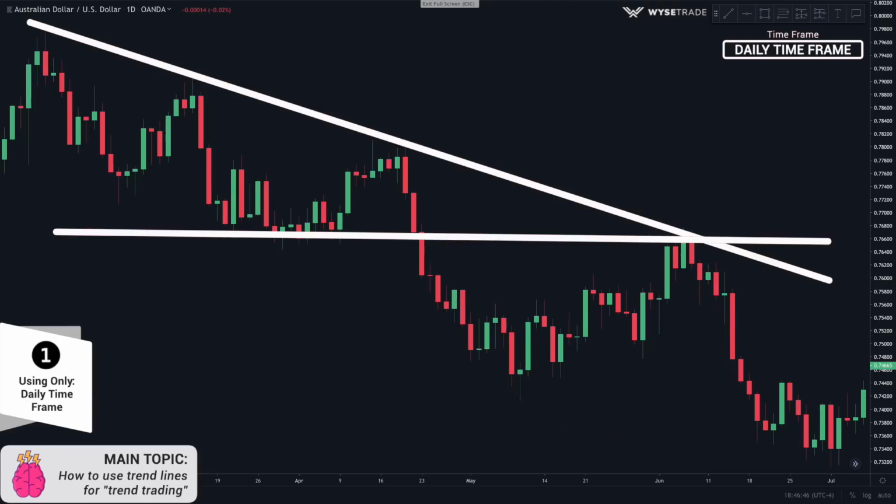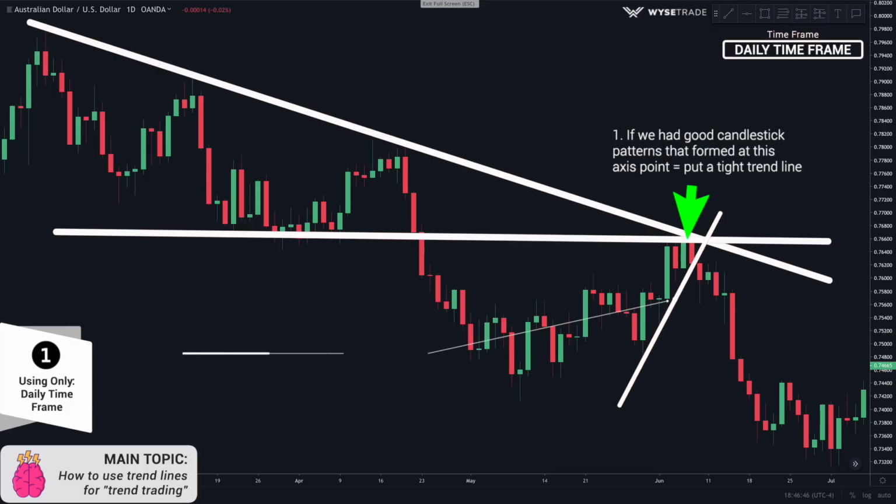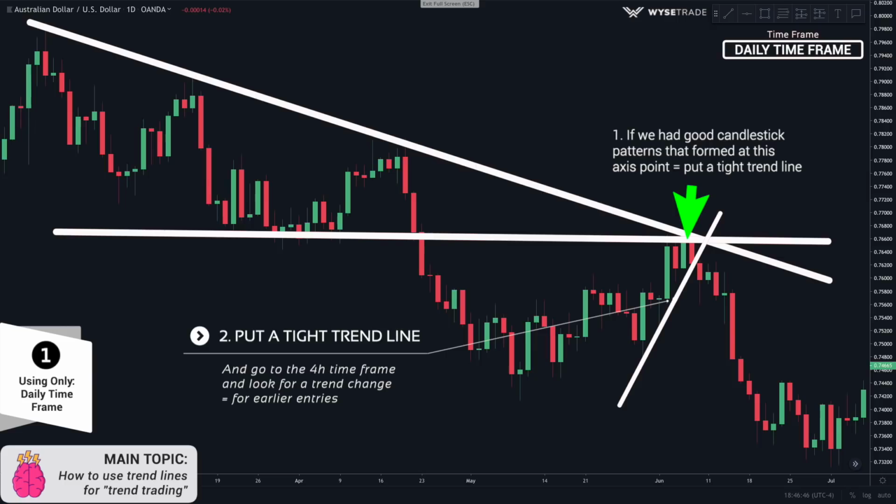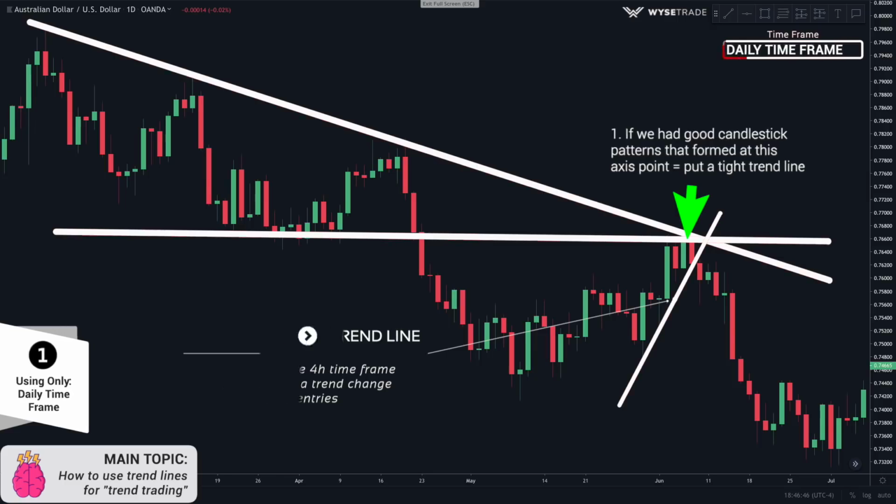Now, here's where you take your trading to the next level. If we had good candlestick patterns occurring right at this axis point here, you would have placed a very short-term trend line up tight like this and waited for a break of this tight trend line on the lower time frames and take an even earlier entry, which we'll get into right now. So let's jump to that.